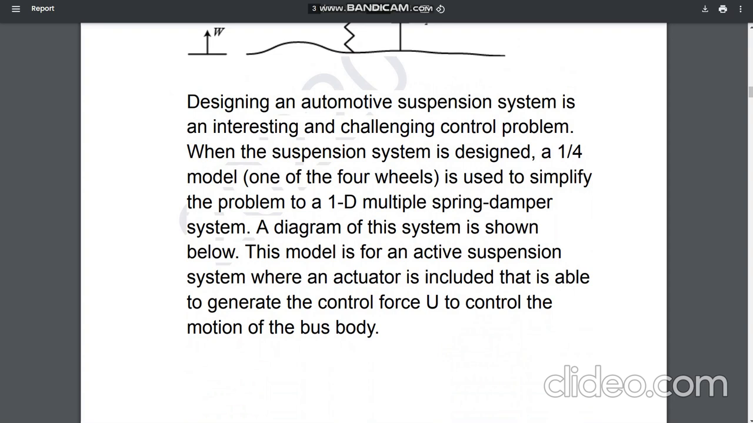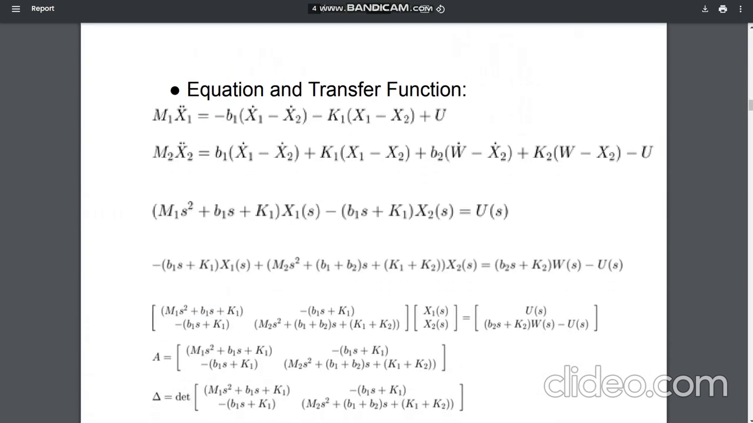When a suspension system is designed, a 1/4 model is used to simplify the problem to a 1D multiple spring-damper system. A diagram of this system is shown below, and the equation and the transfer function of the suspension system are below.